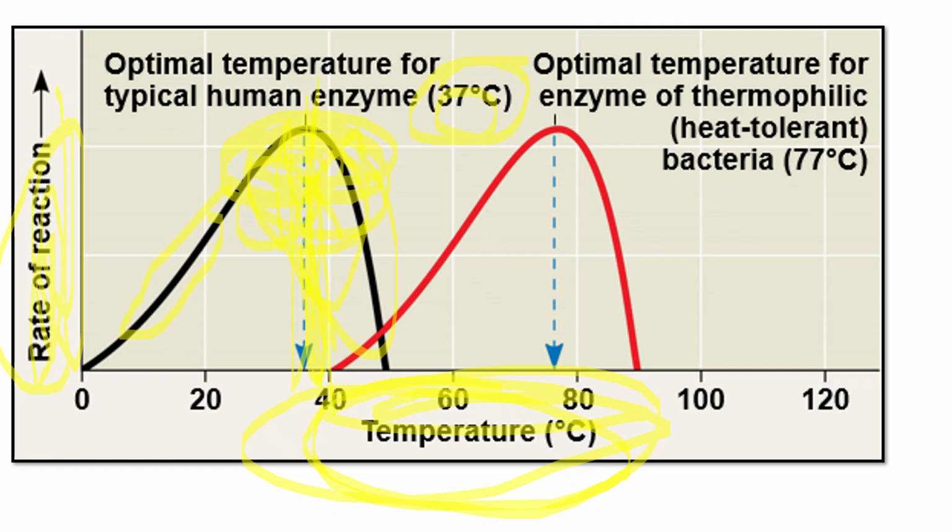Now, this other line, the red one, is from a thermophilic bacteria that has adapted to live at a temperature of 77 Celsius. And so the optimum temperature for the enzymes inside these thermophilic bacteria is around 77.